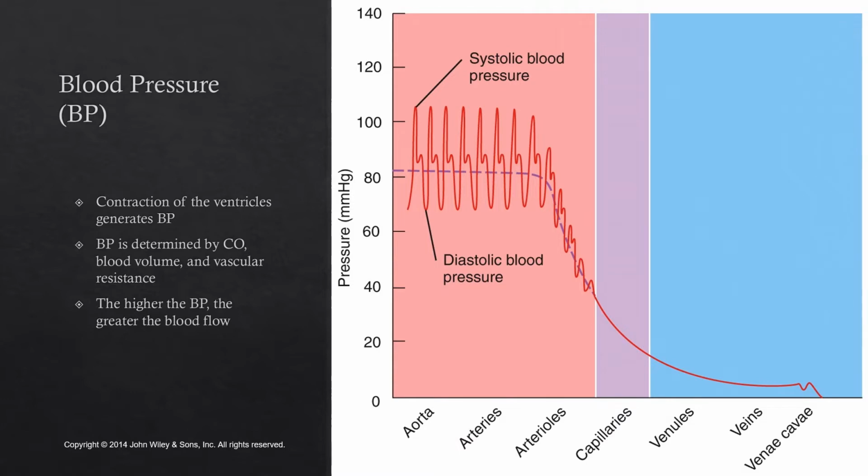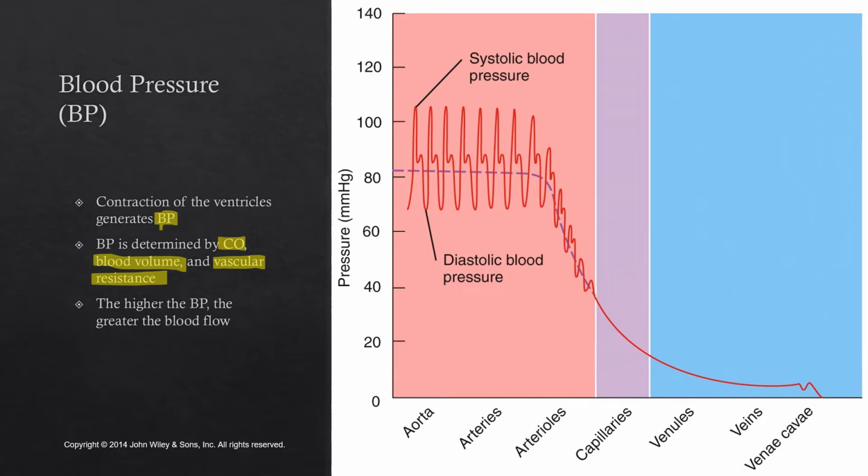Now, as we've learned before, blood flows from regions of higher pressure to regions of lower pressure, and the greater that pressure difference we see, the greater the blood flow is going to be. Contractions of the ventricles generate blood pressure, otherwise known as BP, and this is the hydrostatic pressure that's exerted by blood on the walls of the blood vessel. Now remember, blood pressure is determined by cardiac output, blood volume, and vascular resistance.